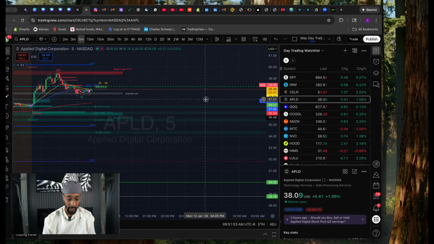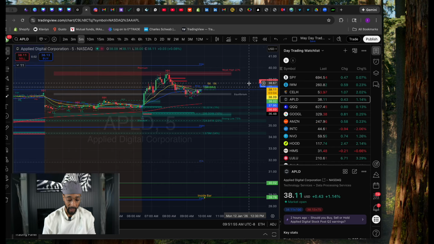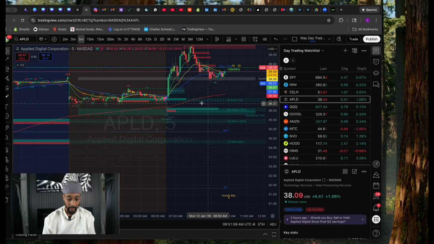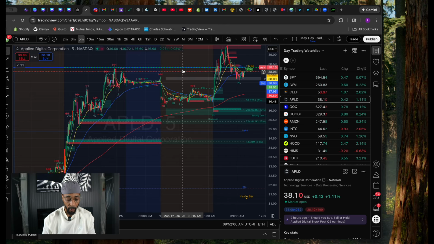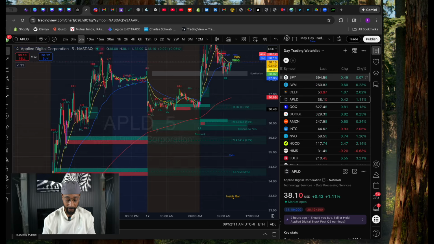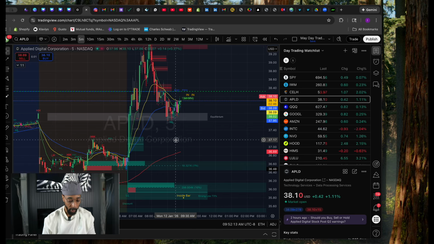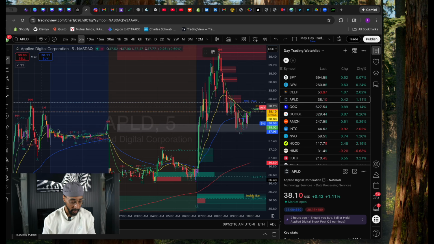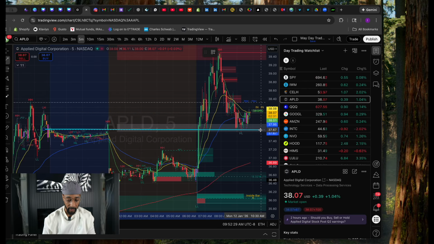So here's what happened. When I saw APLD come down here and then I saw it close up here, I said, oh, I know where the price is going. Why? Because we have a gap to fill. Where was the gap at? The gap was right here. We closed right here at 37.69, right? So we closed right here on Friday.